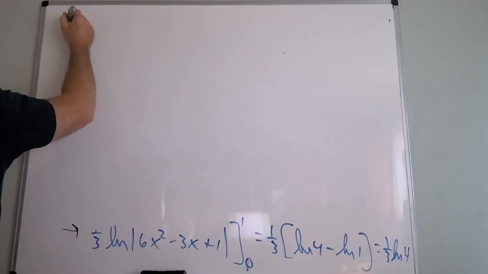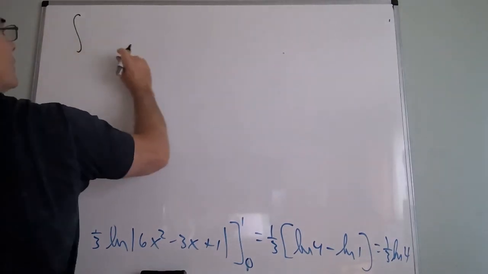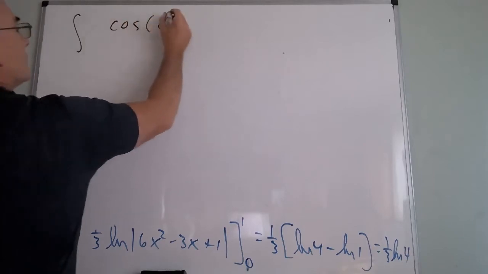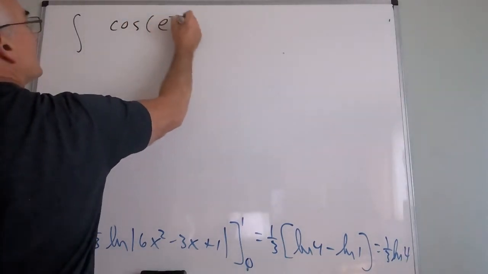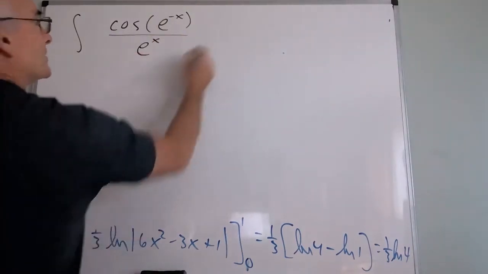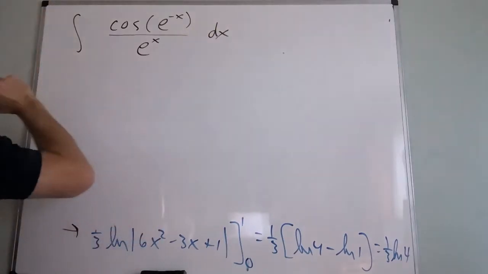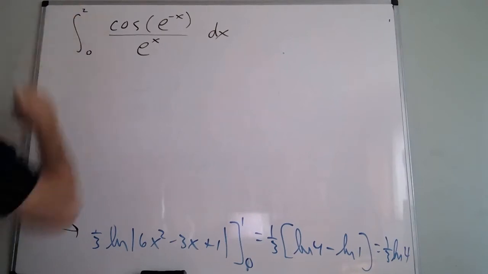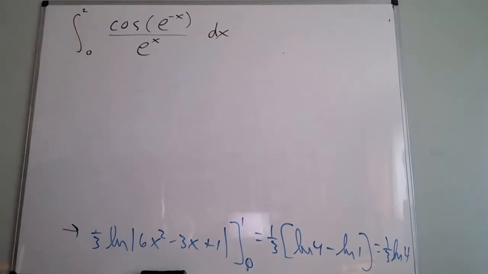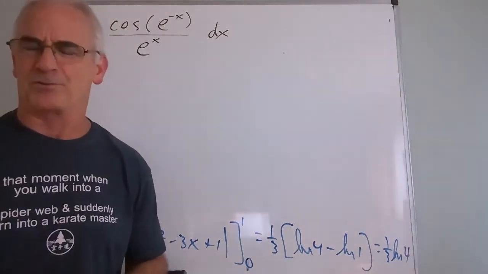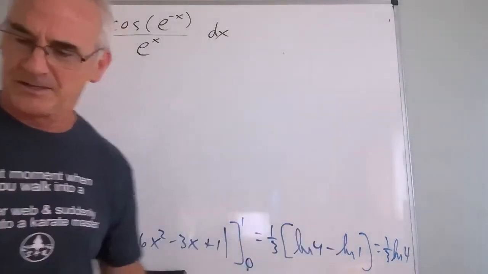So let's suppose we have something like this. I've got the integral of cosine of e to the negative x over e to the x. Make it nice and evil here. And again, let's say we're going from 0 to 2. Big yikes. Okay. I've got a quotient here. I don't like quotients. I'd really rather be a product.